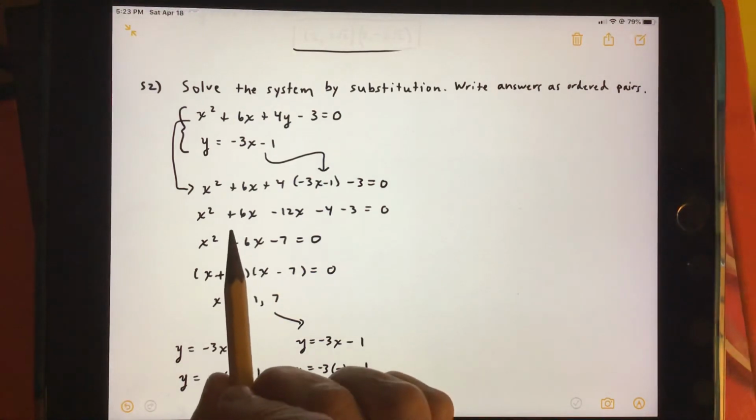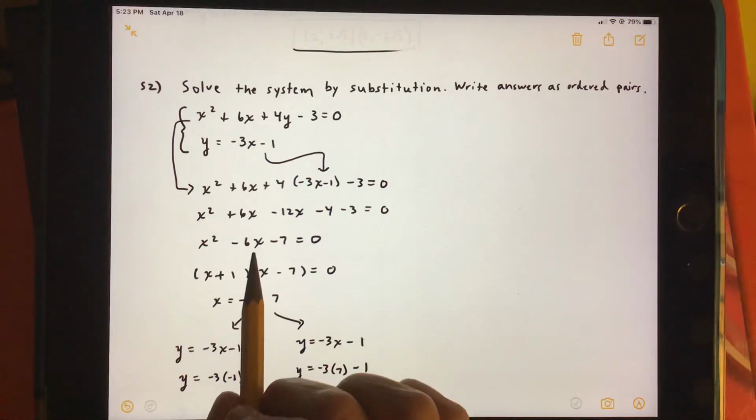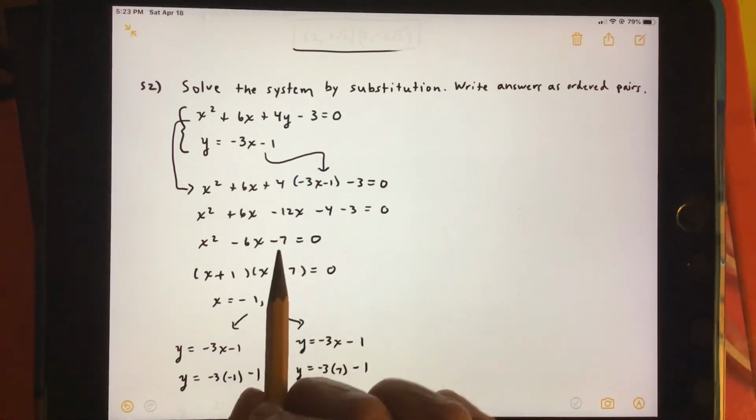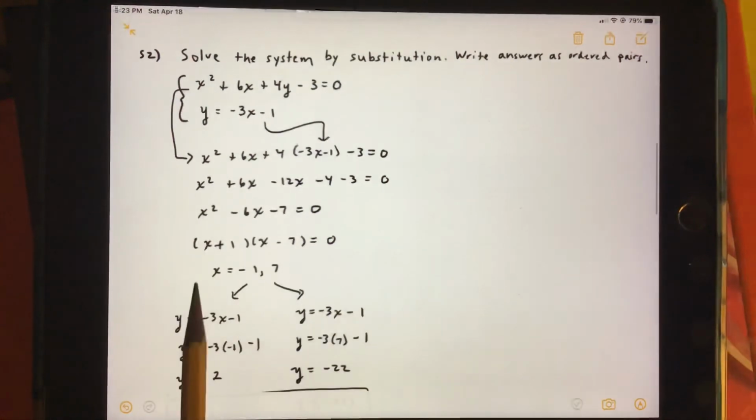Then I'm going to simplify that result. I'm going to go ahead and work out 6x minus 12x, and that gives me negative 6x. Negative 4 minus 3 is negative 7. The x squared gets copied. The 0 gets copied. And I have a nice quadratic trinomial here that I can factor into x plus 1 times x minus 7 equals 0.